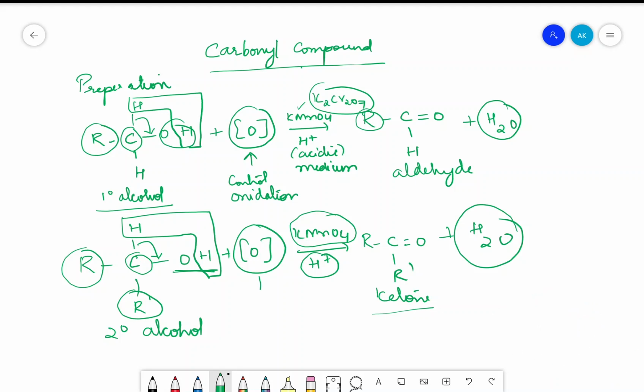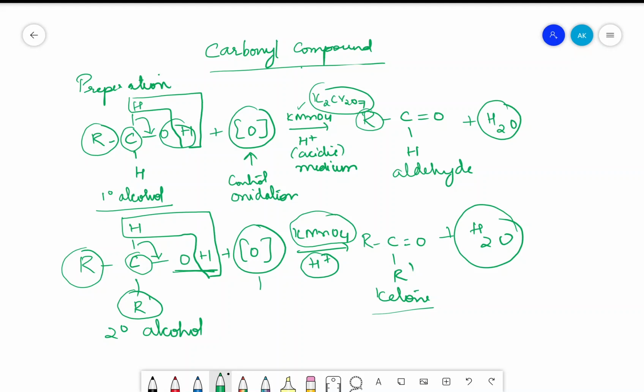Primary alcohol on controlled oxidation in the presence of an oxidizing agent and KMnO4 gives aldehyde along with water, whereas secondary alcohol on controlled oxidation in acidic medium gives ketones and water molecule.